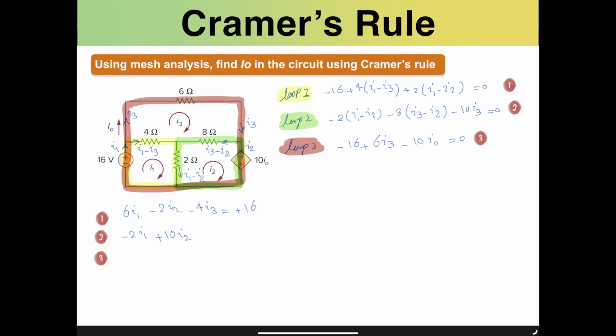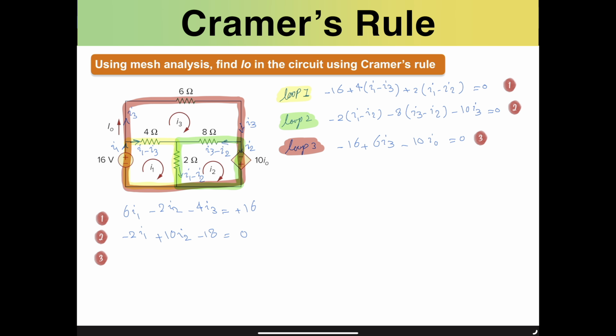10 I2. In terms of I3, we have minus 8 and minus 10, so we would have minus 18. And there is no other constant, so we can easily equate that to 0. The third equation.